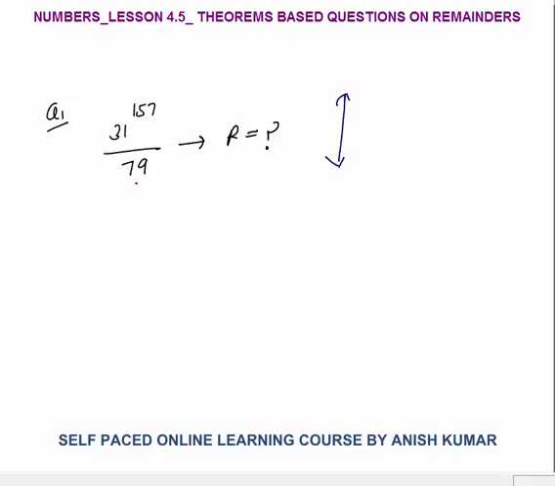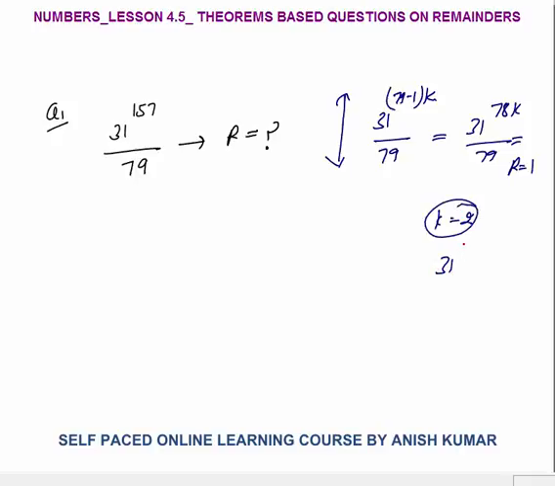You can see that 79 is a prime number. So 31 power 79 minus 1 into k, can I say 31 power 78k by 79, the remainder would be 1. This is based on the theorem that I just discussed. Now put k equal to 2. So can I say that 31 power 78 into 2, that is 156, by 79, the remainder is 1.